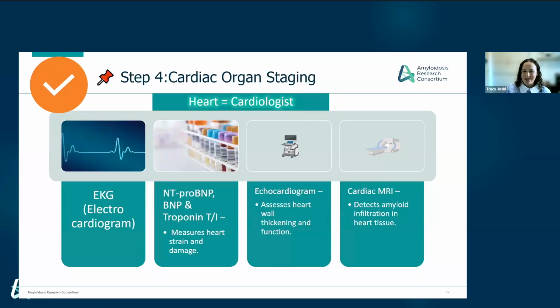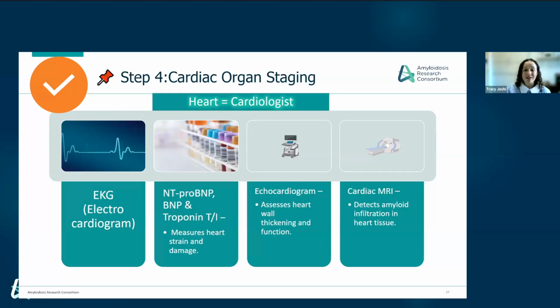Now that we've assessed the plasma cells in the bone marrow, the next step is to evaluate how amyloidosis is affecting different organs. This process, called organ staging, helps determine the severity of the disease and guides treatment decisions. Since amyloid proteins can deposit in multiple organs, testing is done based on symptoms and suspected involvement.